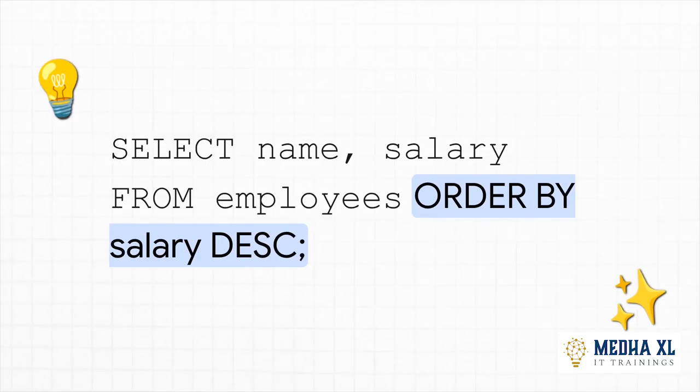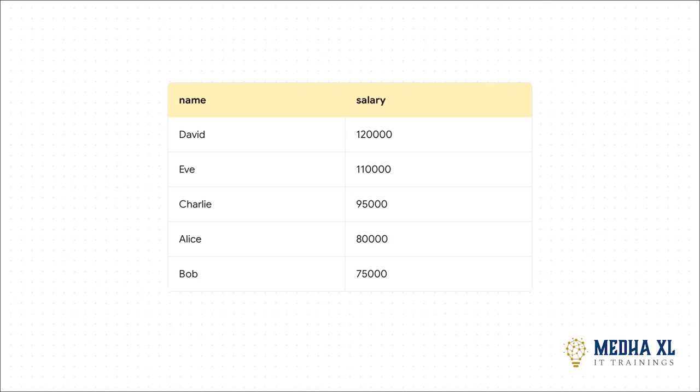But check this out. The solution is so simple. It's just one little addition to our query: ORDER BY salary DESC. All we're doing is telling the database, hey, sort this for me by the salary column, and please put the biggest numbers at the top. And boom, look at the difference. It's night and day. Instantly, the highest earner is right there at the top. No more searching. The data is no longer just a random list. It's an answer to your question.